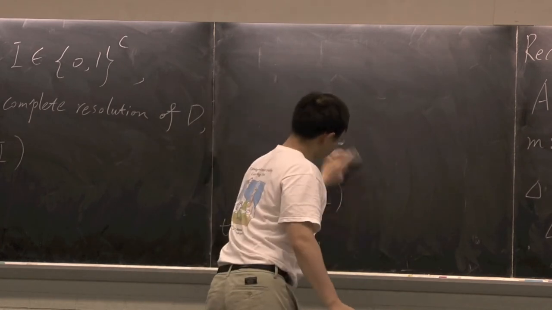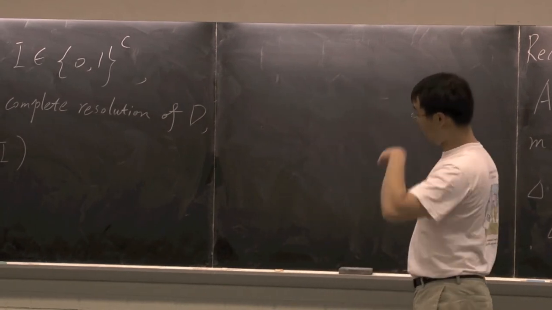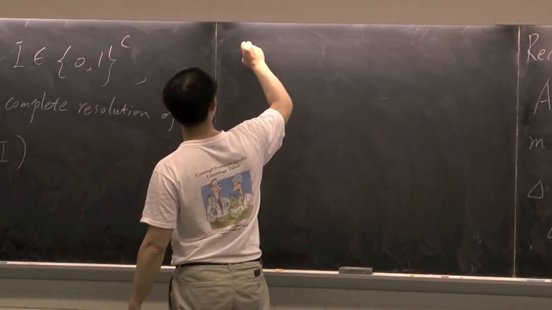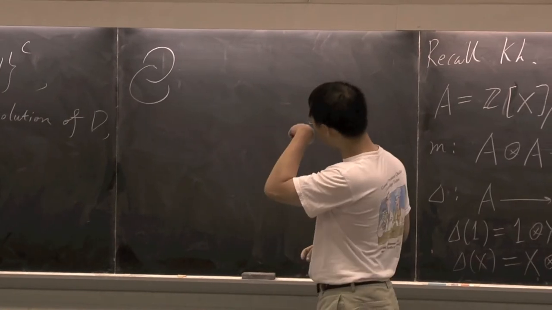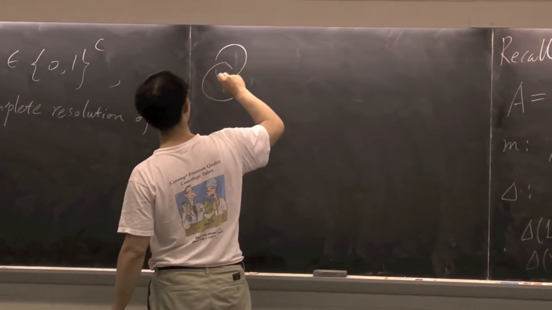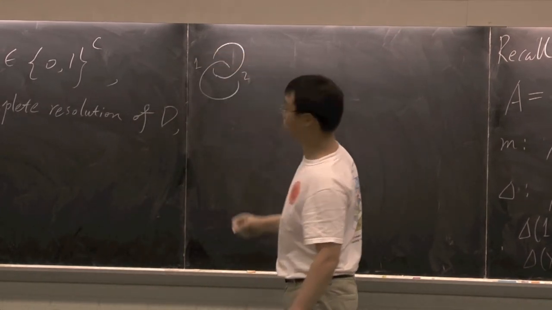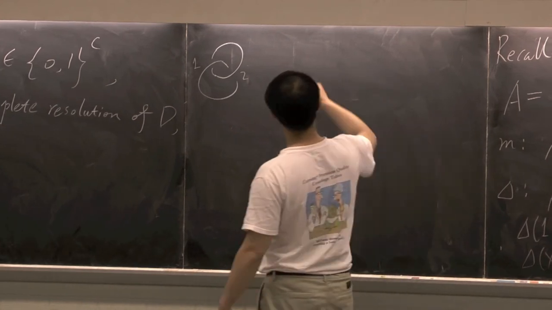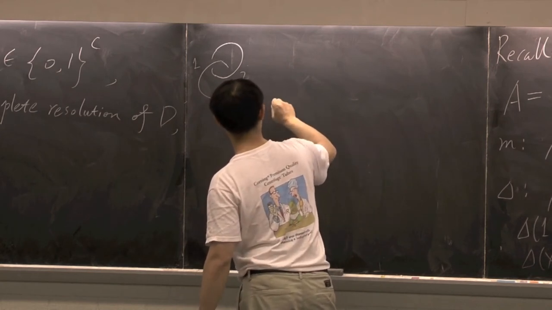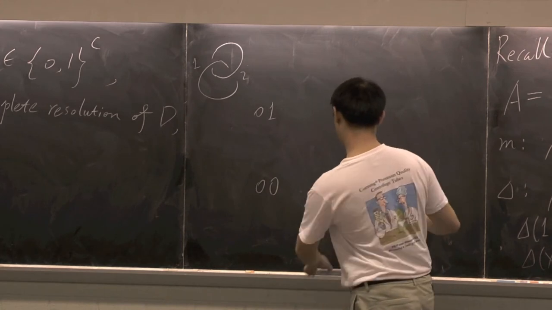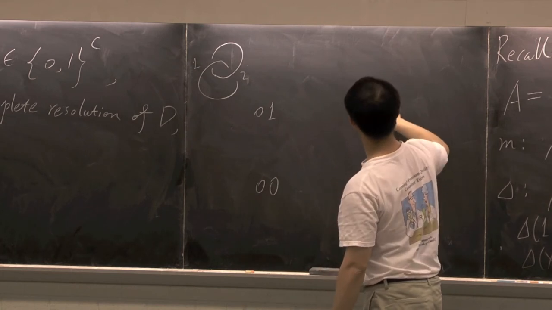Since there are C crossings, and at each crossing there are two choices, we can resolve this. Let's look at one example, the two component Hopf link. Let's label the two crossings: this is crossing 1 and this is crossing 2. There are four different possible resolutions: 0,0; 0,1; 1,0; and 1,1.